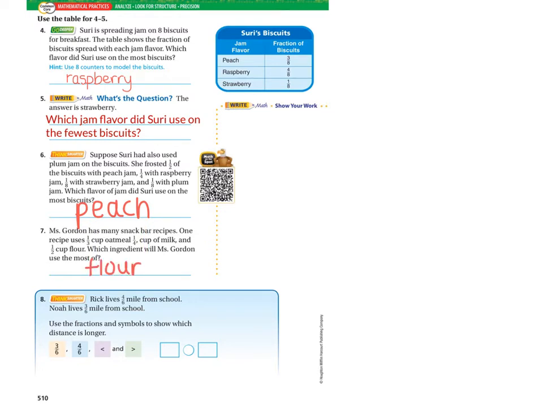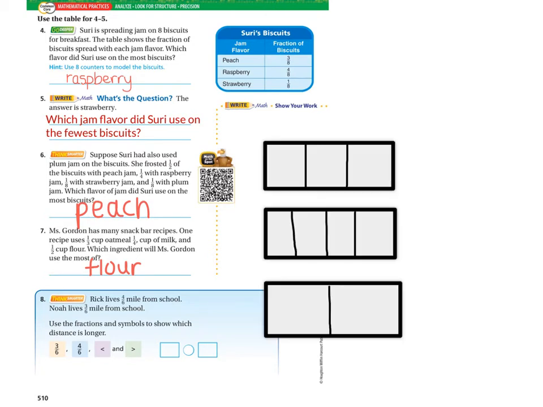The answer to number 7 is flour. If you did not get flour, I want you to grab your fraction bars and follow along with me now. So first, we want to find our third fraction bars, and we want to look at 1/3. This shows us how many cups of oatmeal Ms. Gordon is using, so I'm going to write an O for oatmeal.